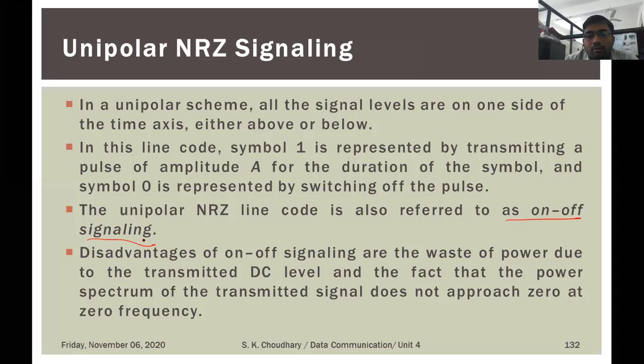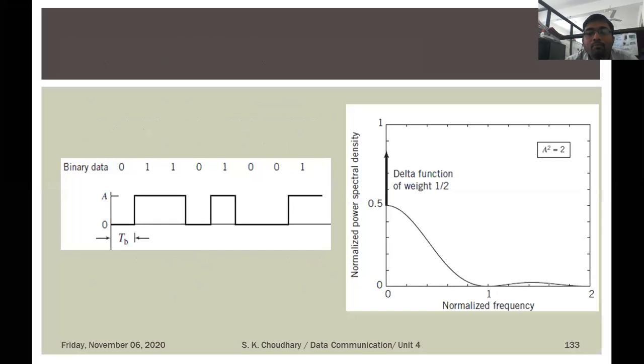If we talk about the disadvantages of unipolar NRZ signaling, in this method there is a wastage of power due to the transmission of the DC level, and the fact that the power spectrum of the transmitted signal does not approach zero at zero frequency, meaning DC levels are present. At zero frequency there is still some amount of power present. That's why it is a wastage of power in this method, which we can understand with the help of this diagram.